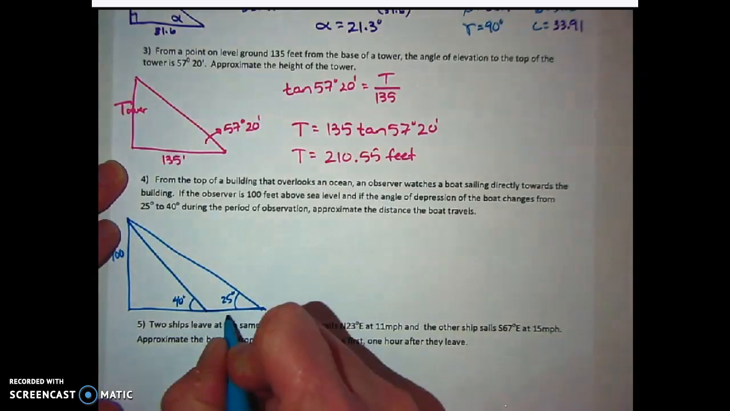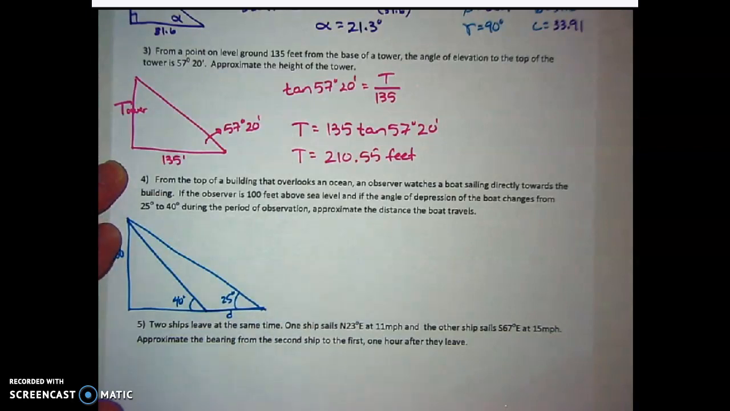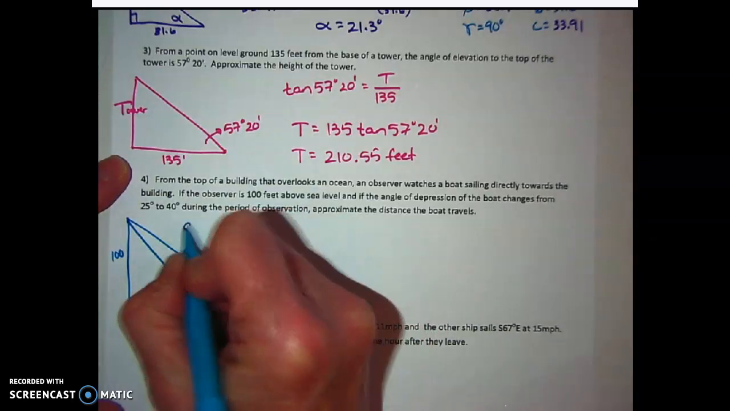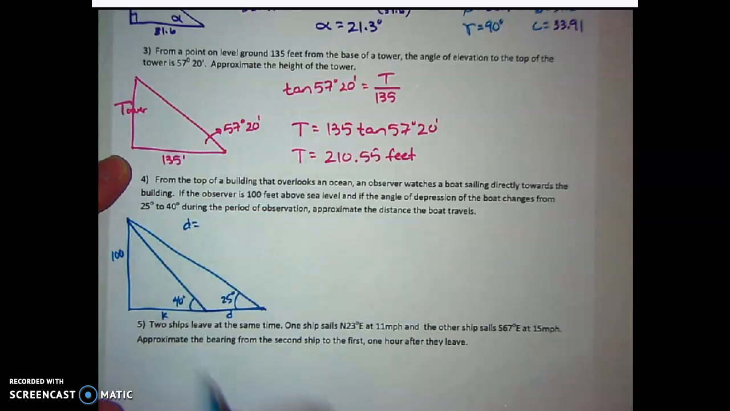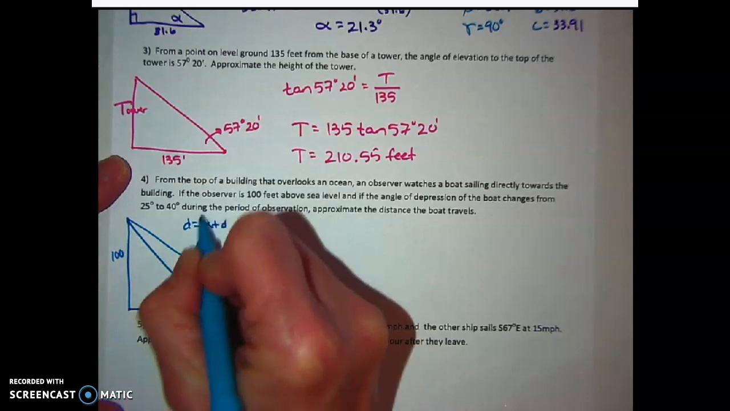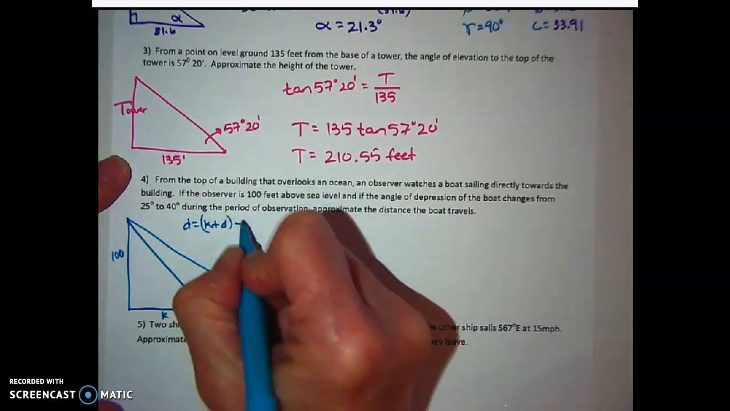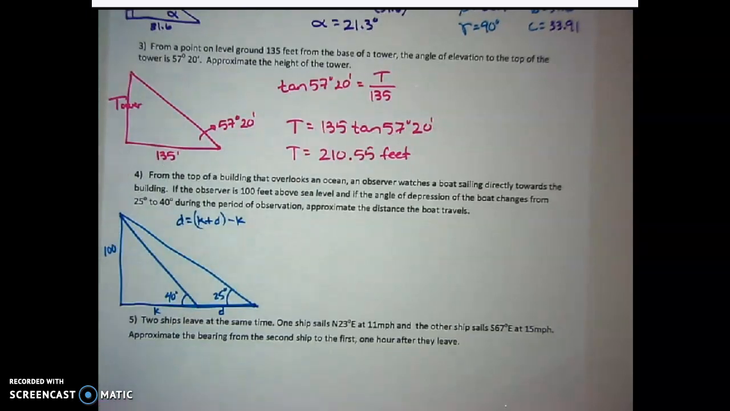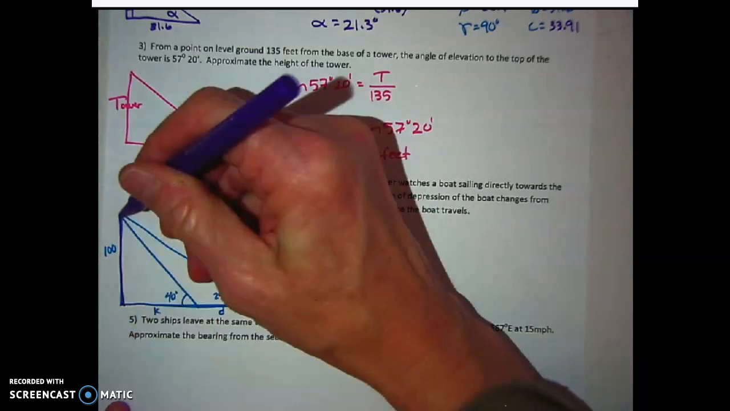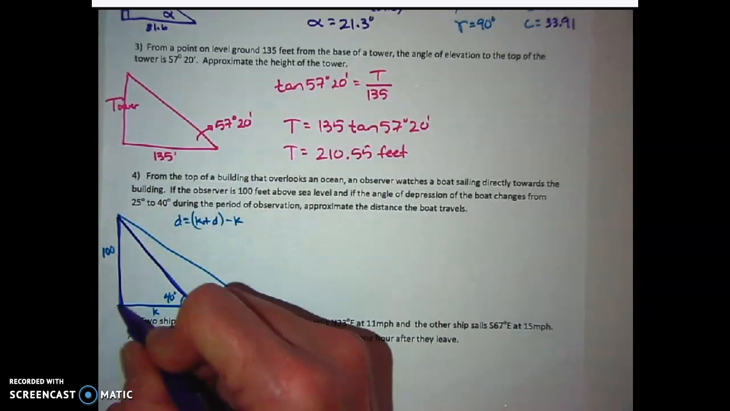So if we call this distance D, and we call that distance K, we actually have two right triangles. And so we need to find D. So if we notice, if we can find the total distance K plus D, and then we can subtract the distance of K, we will have the distance D. So how can we do that? Well, let's start off looking at this smaller triangle, the 40-degree angle.